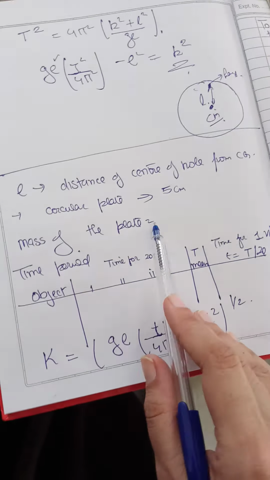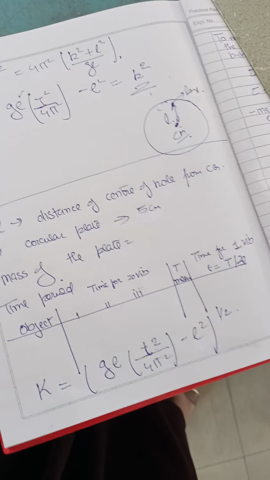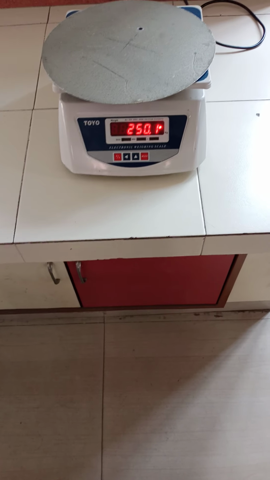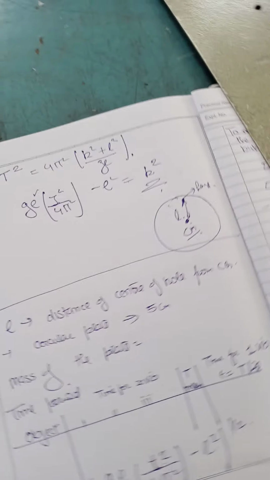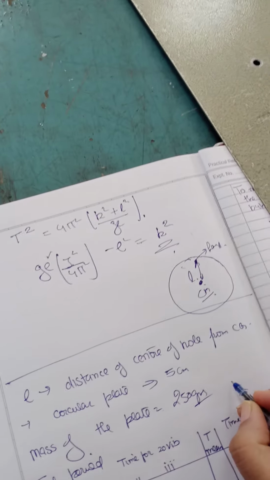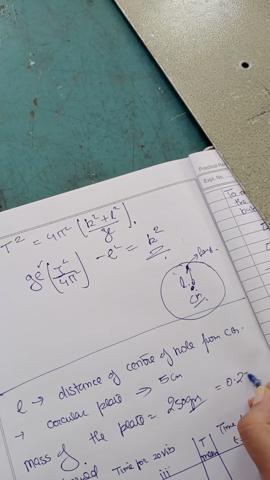Another thing I need is the mass of the plate. So mass of plate, let me weigh it. Now let me put this plate on my weighing machine, and it is giving me the answer of 250 approximately. So this is 250 grams. Let me write it down, 250 grams, or I can even write it down as 0.25 kgs. So I have got the mass also.